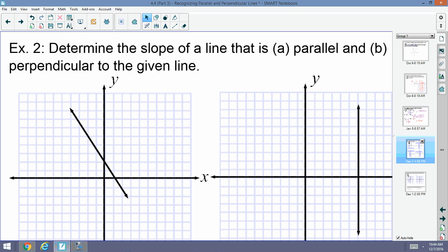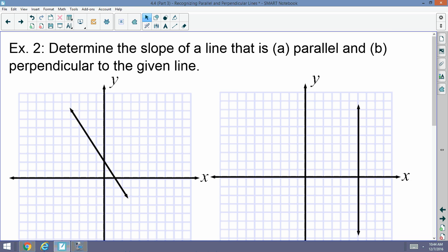Okay. Now, I want you to determine the slope of the line that is parallel and perpendicular to the given line. So I'm going to give you this line here. For example, this first one here is A. And that's the line I'm giving you. I want to find the slope of the line that is parallel to that and the slope of the line that is perpendicular to that. So what do you gentlemen think would be the first step here? Sir.